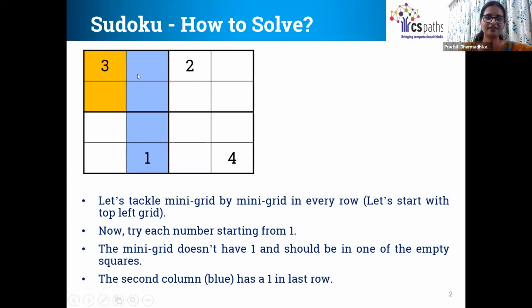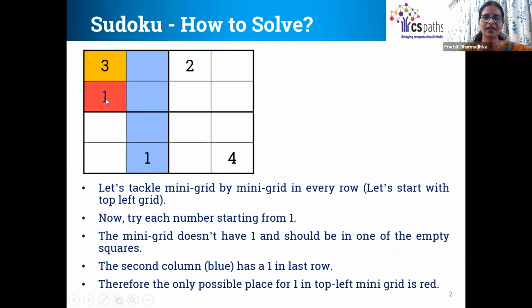So as teachers, you can see that in this column 1 is already there. So here we cannot have it in this cell. These 2 cells are eliminated. So here we are adopting elimination also. So we cannot have 1 over here. So the possible fixed position that we can have for 1 is below 3 in the mini grid, right?